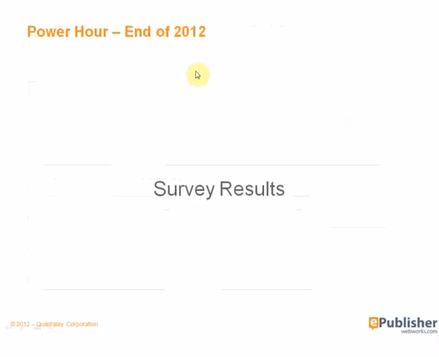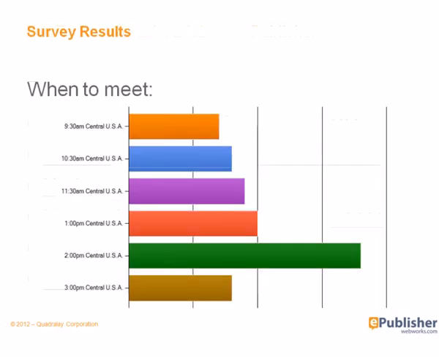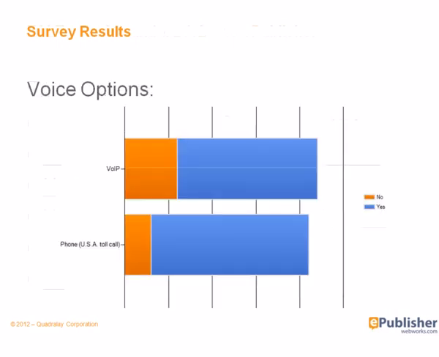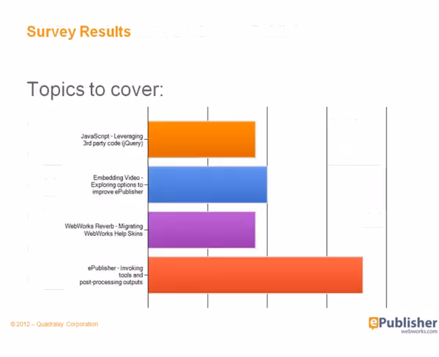Okay, let's close out on our survey results. First of all, when to meet. So this is going to be time in January. It'll actually be January 31st is our next meeting time. Next meeting time will be at 2 p.m. Central. Voice, we're still looking at doing it on the phone. It's what everybody can do, or what most people can do.